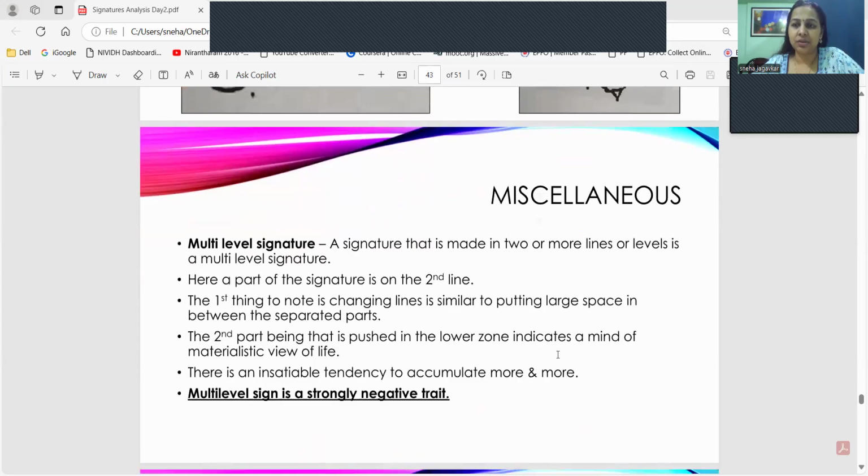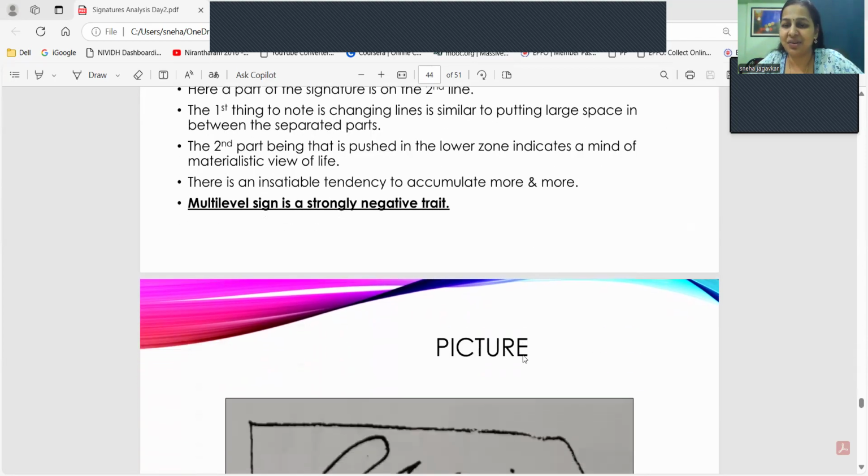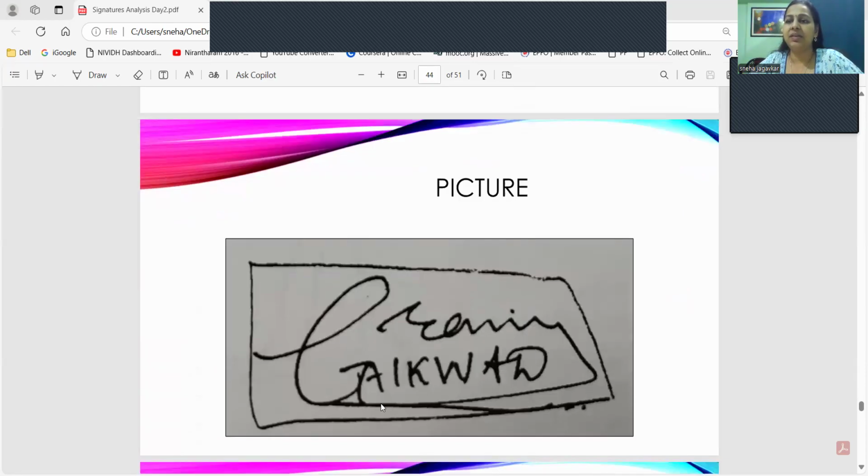Then comes a multi-level signature. A multi-level signature is when half your name is above and half your signature is below, so in two levels. Obviously the second part is on the second line. The first thing to note is that changing lines is similar to putting a large space in between separated parts, which means A, B on one line and the rest on the other line. So this space remains blank, which means you are trying to create a rift unnecessarily, right? The second part being pushed into the lower zone indicates a materialistic view of life. There is an insatiable tendency to accumulate more and more. A multi-level signature is strongly a negative trait.